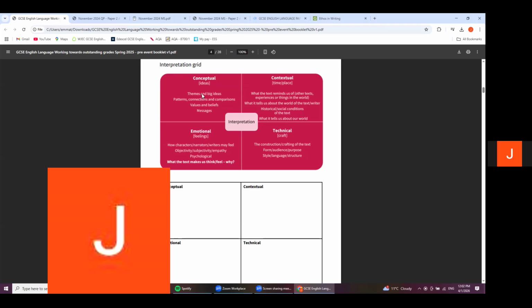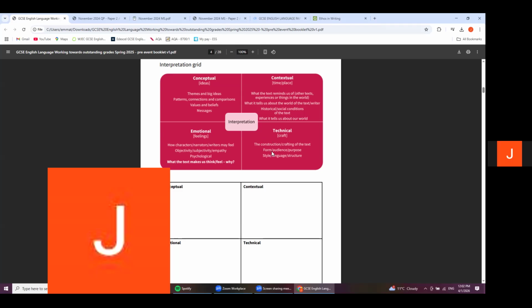As you can see here, there are questions underneath each title. So we're thinking about questions such as what are the themes and big ideas in the text? What's the message? For emotional, again, the student in the previous question, question two, has addressed this. What does the text make us think and feel? What is the psychological evaluation of characters?